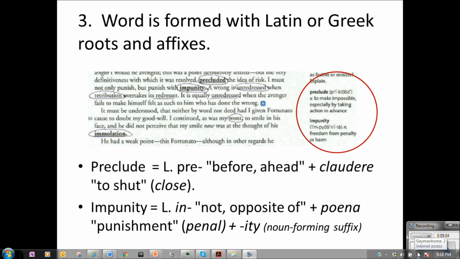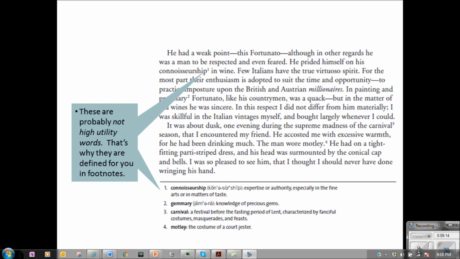You'll get better at recognizing when words have roots and affixes as we begin our study of Latin and Greek roots. Now this text is interesting because it also has words that are defined in footnotes at the bottom. And when I look at these words, connoisseurship, gemmery, carnival, and motley, and I look at their definition, I realize that they're highly specific words. Words like motley aren't that useful today. And so I think they've defined them simply because they don't want me to go to the trouble of looking them up. And they're not high utility words, and I would probably not include these in my vocabulary journal.